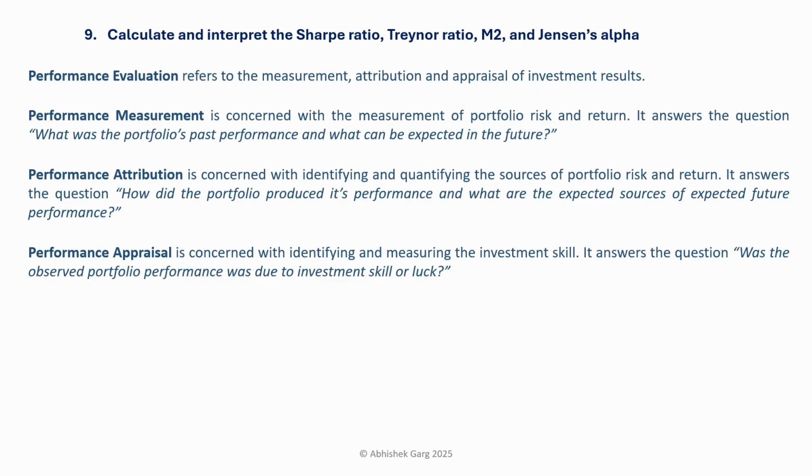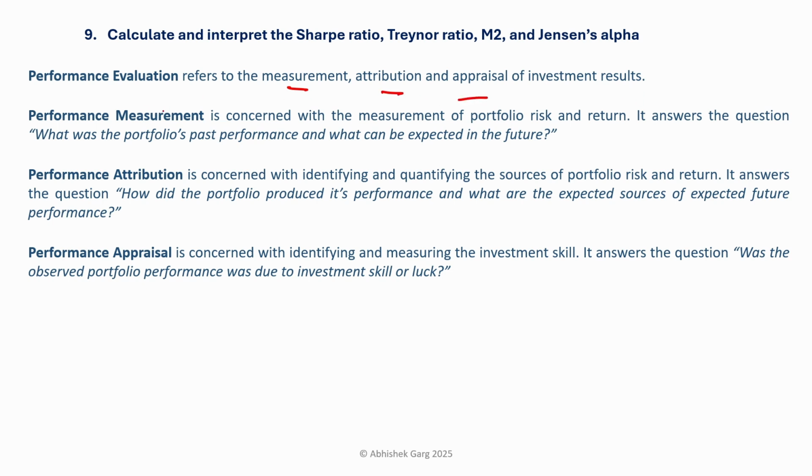Calculate and interpret the Sharpe ratio, Treynor ratio, M2 and Jensen's alpha. First of all, let's see what performance evaluation is. Performance evaluation refers to the measurement, attribution and appraisal of investment results. So there are three things.